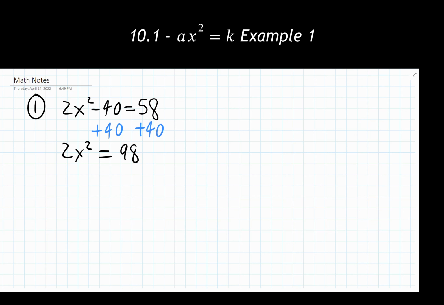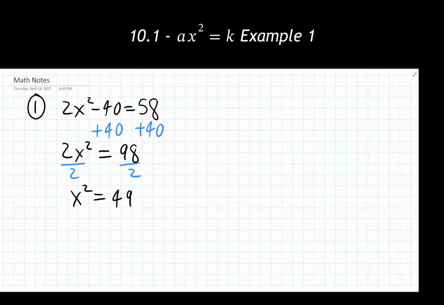From here, we move on to our second step. We are going to eliminate any coefficient in front of the quadratic term. So we have this coefficient of 2 showing up here. That 2 is attached through multiplication, so I undo that with division. So I'm dividing both sides by 2, and I'm getting to x squared equals 49.